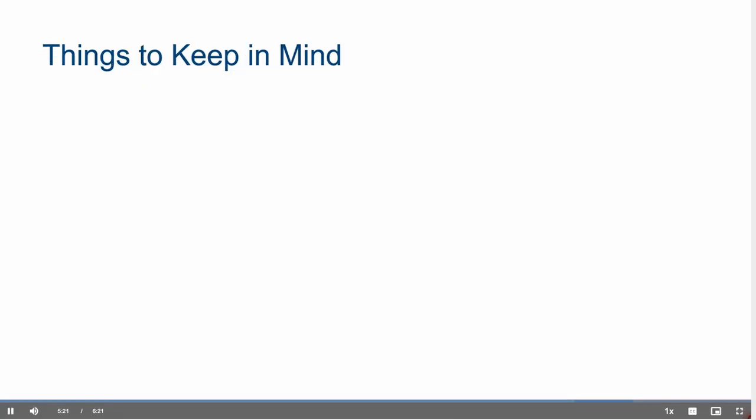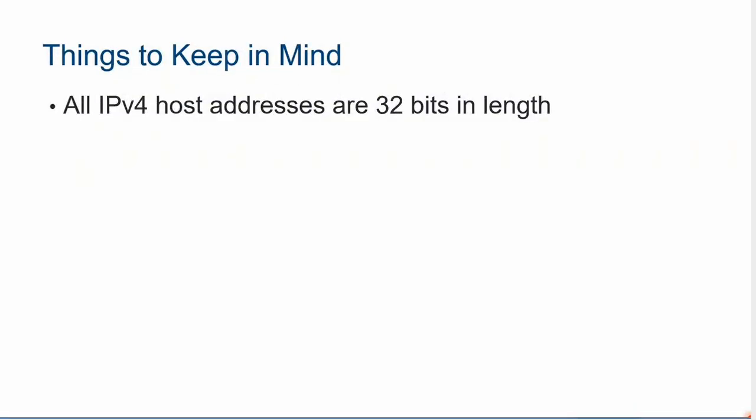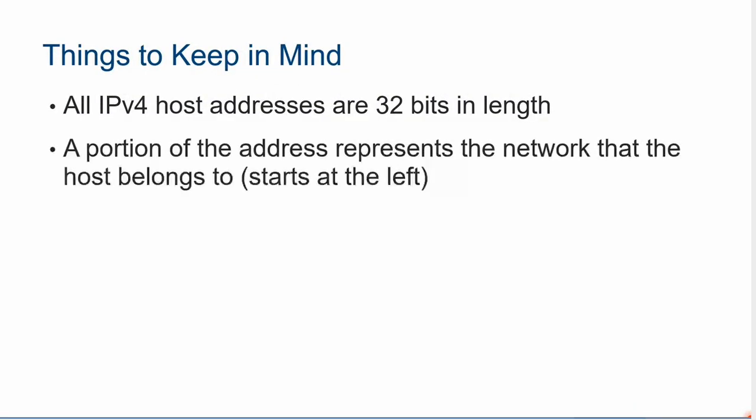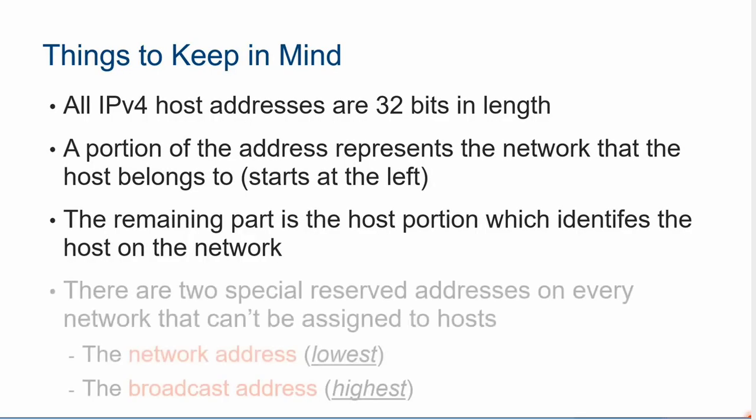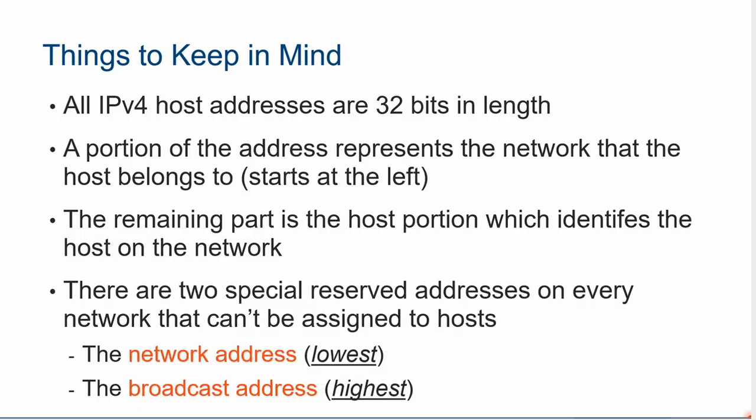Things to keep in mind when working with IPv4 addresses. All IPv4 host addresses are 32 bits in length. A portion of the address represents the network that the host belongs to, and that starts at the left. The remaining part is the host portion, which identifies the host on the network. And there are two special reserved addresses on every network that can't be assigned to hosts.